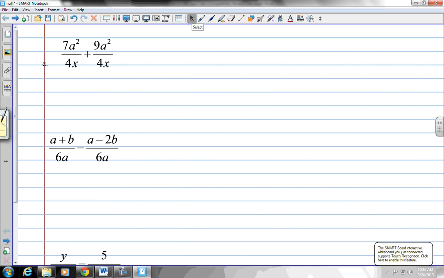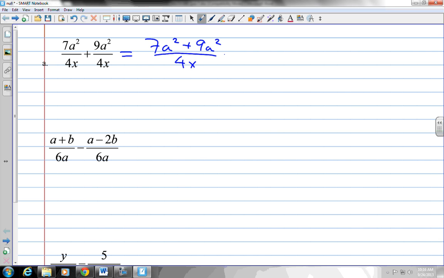Okay. So what is so nice and sweet and kind and makes you happy every time you see a question like that? Denominators are the same. So life is really good. That means you can just add the numerators while the denominator stays the same. So that's 16a squared over 4x. Is that okay? Can you reduce that? Yes. 4 and 16. 16 turns into 4. So this is 4a squared over x. And that's your final answer.